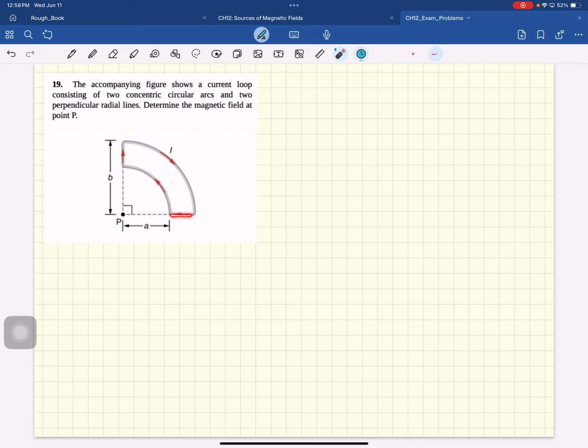What is the field produced by this element at that point? 0. The field produced by this element is 0. The field produced by this guy, stick your thumb in the direction of the current, and you see this guy will produce a field coming out of the sheet. This guy will produce a field going into the sheet.